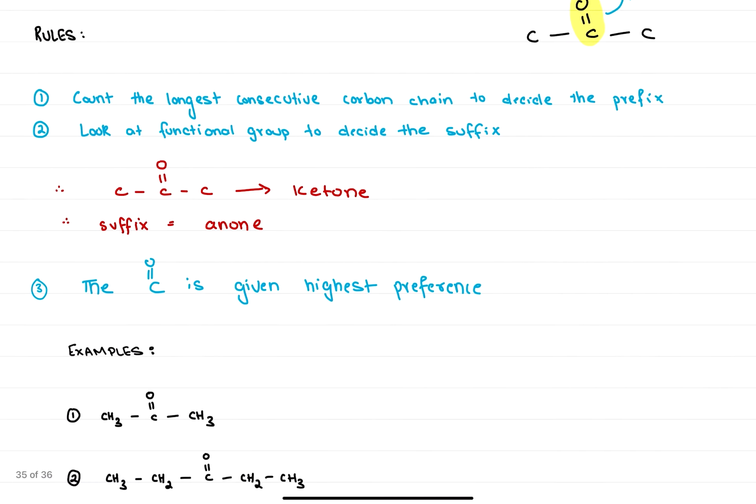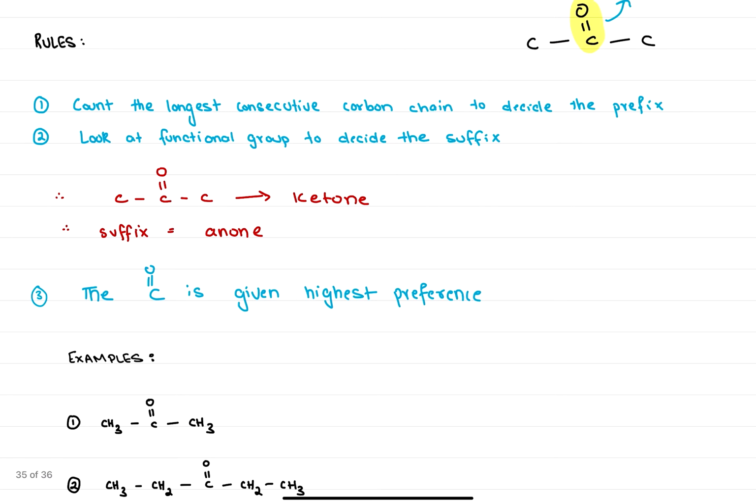As always, the rules are in front of you. I won't be going over them. We have gone over them multiple times. A ketone, once you identify that, you know that the suffix is going to be -one. So after the root word prop, meth, eth, it's going to end with -one. So propanone or butanone and stuff like that. And just like in the case of carboxylic acids, because the functional group in itself has a carbon involved, we want to give that carbon the highest preference.